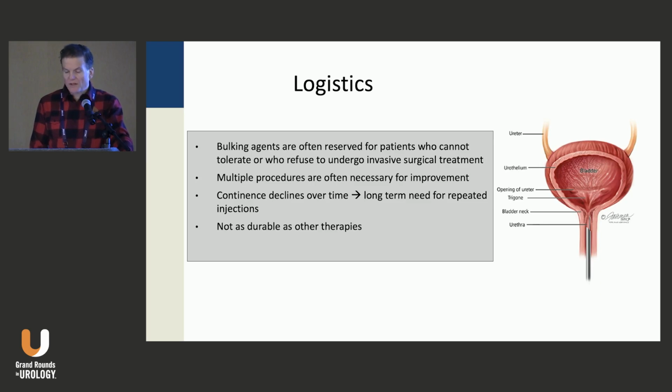So the logistics of this is I tend to offer it to people who aren't really great candidates for anything else. They tend to be older. They have a very low risk tolerance. Maybe they have comorbid conditions. But I would submit, and I saw by the raise of hands, some people are offering it as a first-line therapy, even for younger patients who maybe might need multiple injections in their lifetime.